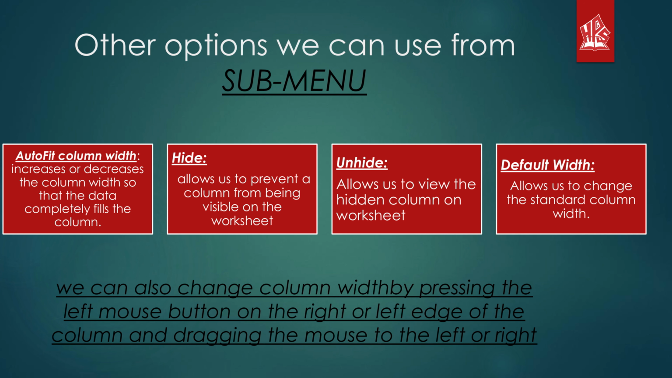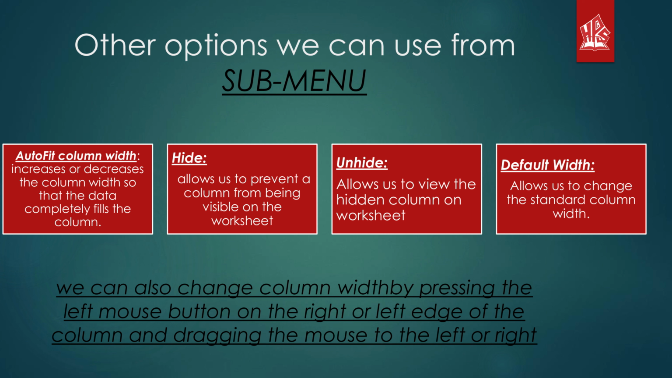Similar to changing row height, we also have some other options from the submenu in changing column width. Those sub options are AutoFit Column Width, Hide, Unhide and Default Width features. Starting with AutoFit Column Width, it increases or decreases the column width so that the data completely fills in the column. Hide allows us to prevent a column from being visible on a worksheet. Unhide allows us to view the hidden column on a worksheet. Default Width allows us to change the standard column width.